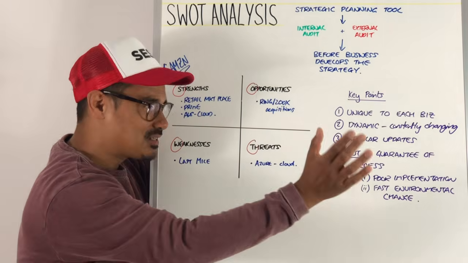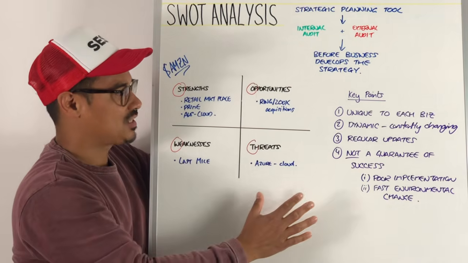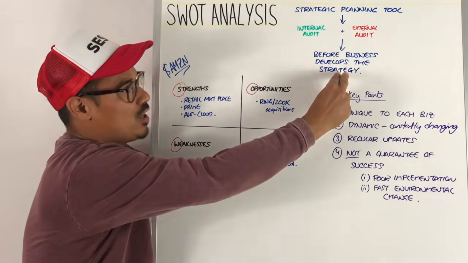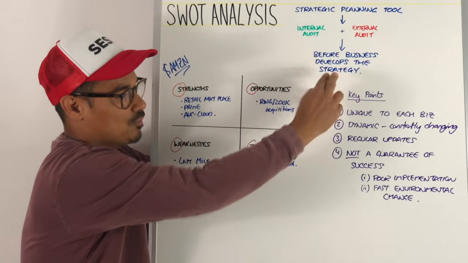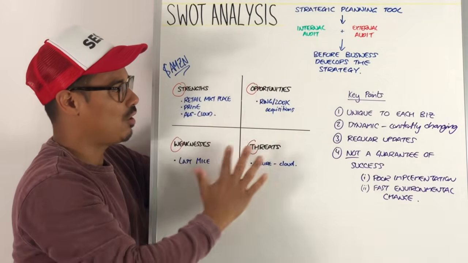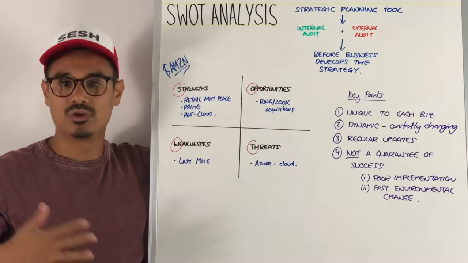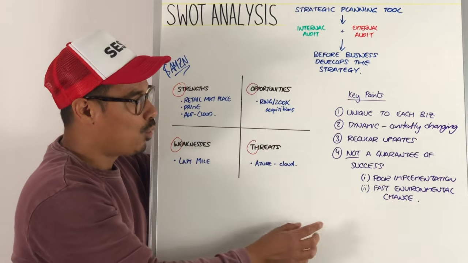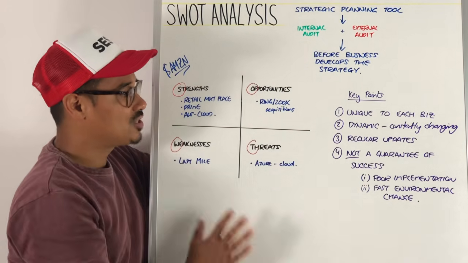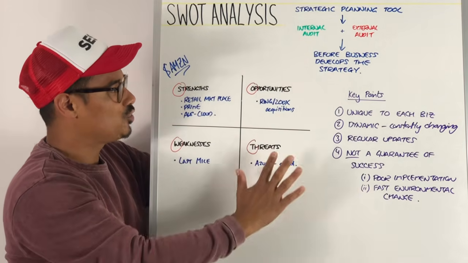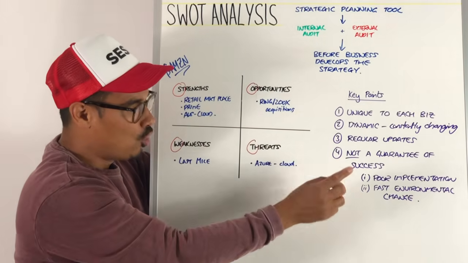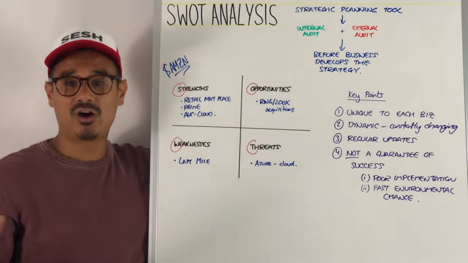Number 4 is it's not a guarantee of success. Just because you've done SWOT analysis in your planning doesn't mean the actual strategy will be successful. It's just a tool to help you work out where you need to look in terms of the long-term future of your business. And the reason why it may not be a success is because it could be you've found what you need to do in terms of your strategy, but you've implemented it poorly. Or it could be the environmental change.